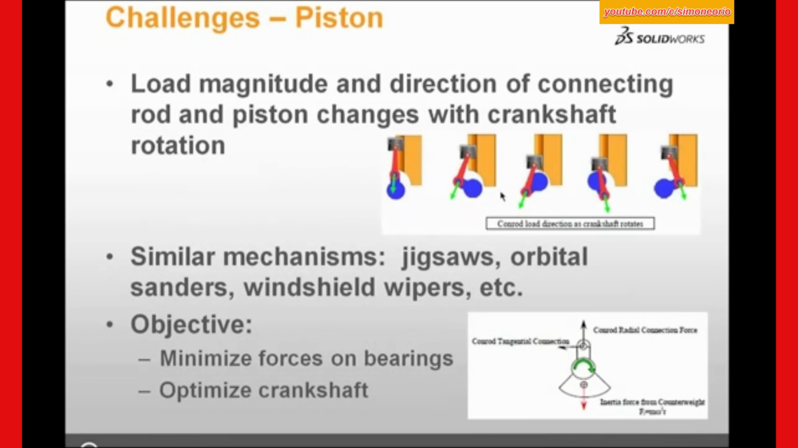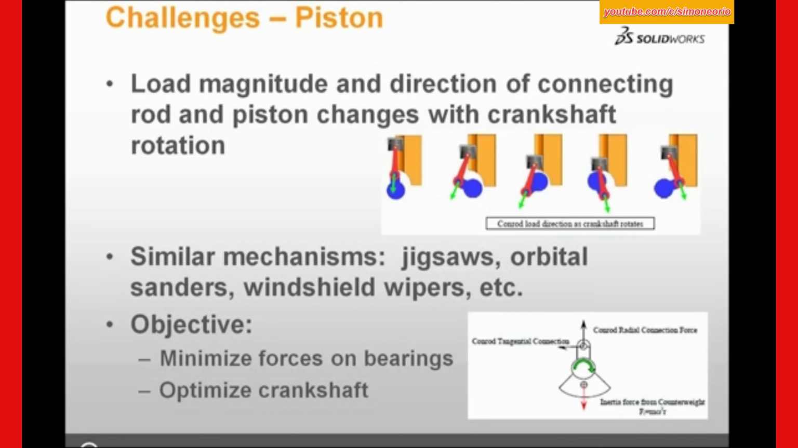Let's take a look at our next example. This is a model of a simple piston. With a piston, one of the challenges is accounting for the magnitude and direction of the load as the connecting rod and the piston changes position with each rotation of our crankshaft. So as you can see in the picture here, this is what we have to account for. Similar mechanisms like jigsaws or orbital sanders or even windshield wipers have similar mechanisms.